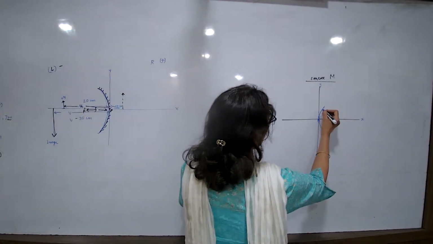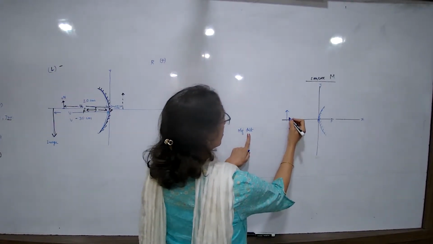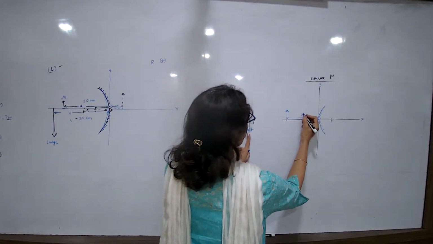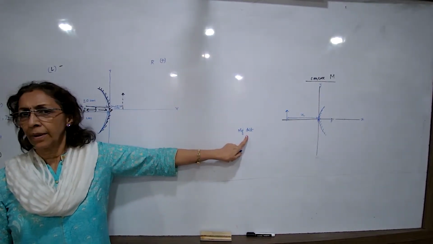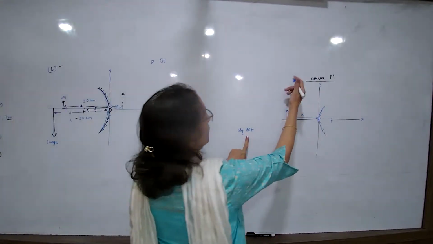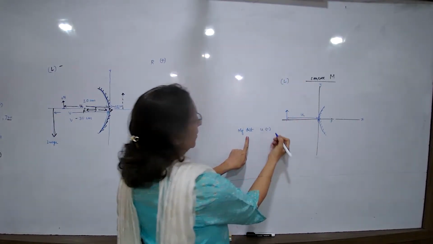So first of all, we have to draw this object distance here. This is the object distance, from here to here. Will it be positive or negative? Negative. Here, it's coming on the left hand side. So u will be negative.